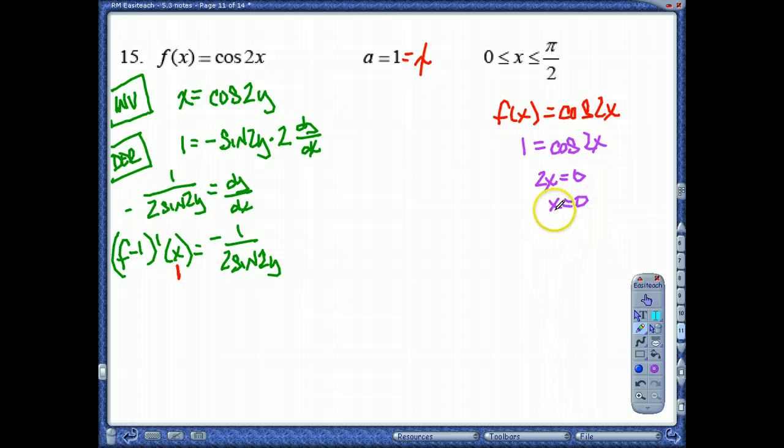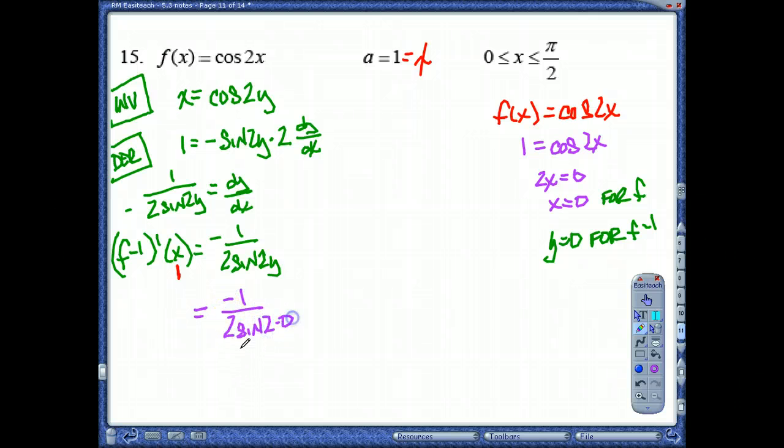So this is the x coordinate for our original function. So this is the y coordinate for our inverse. Okay, so x value for f, y value for my inverse. Okay, so I'm coming back over here and I'm putting 0 in for all of my y's. So that's going to be negative 1 over 2 sine of 0. Well, the sine of 0 is 0. So 2 times 0 is 0. Oh my goodness, this is undefined.